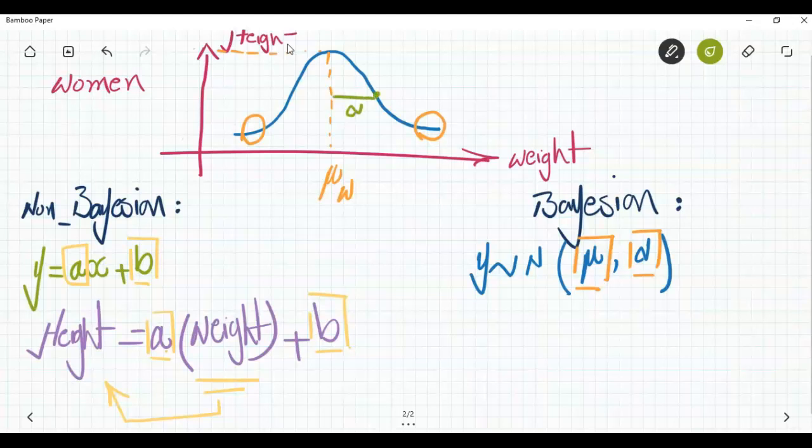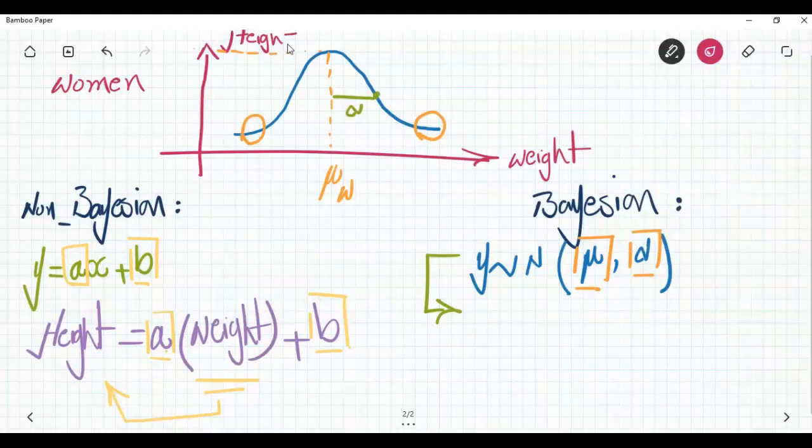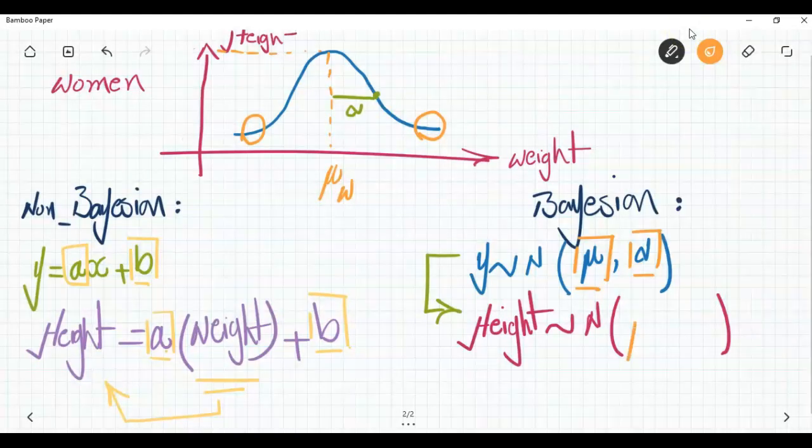Now, in these representations, if our y is to be represented, because we were trying to model height as a function of weight, we say that the height of those American women is represented as a normal distribution of nu, which is the average of the heights, and also sigma, which is the standard deviation of our model.